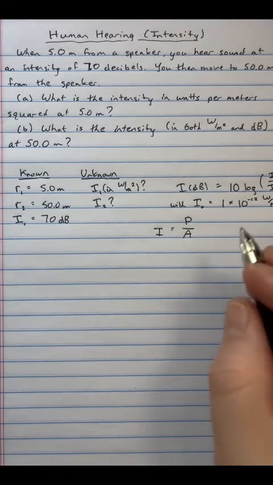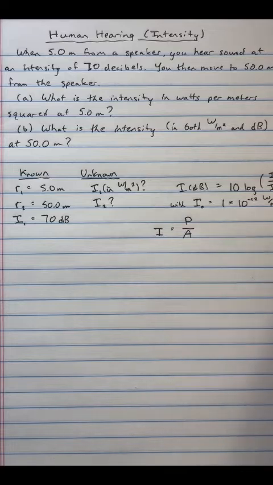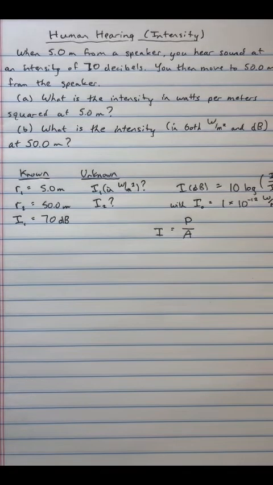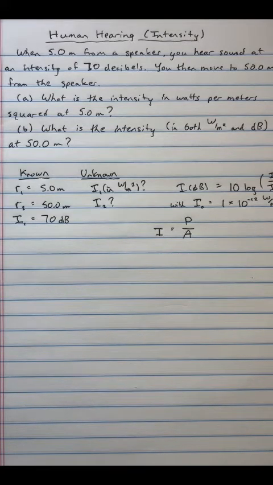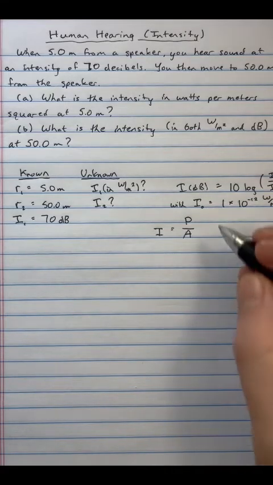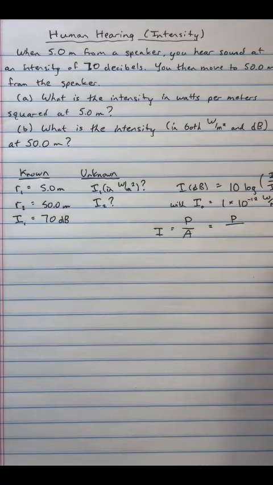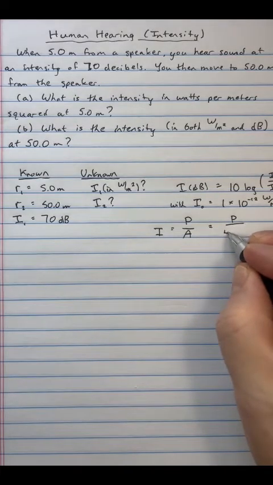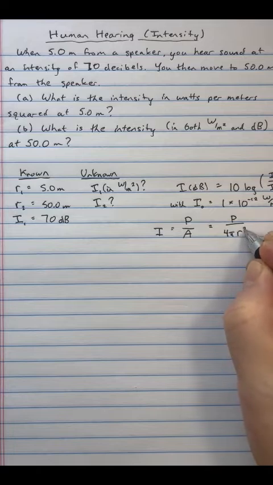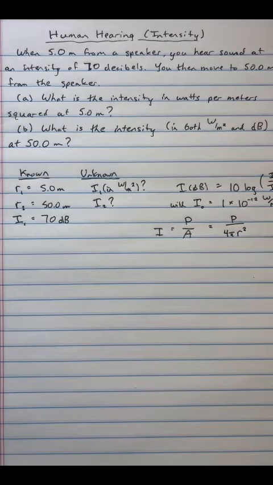Now, if the source is what we call a point source, if the sound waves are coming from a very localized point or position so that they go equally well in all directions, and again, of course, this is an idealization, then we could say it's the power output divided by the area of a sphere. What is the area of a sphere? 4 pi r squared.